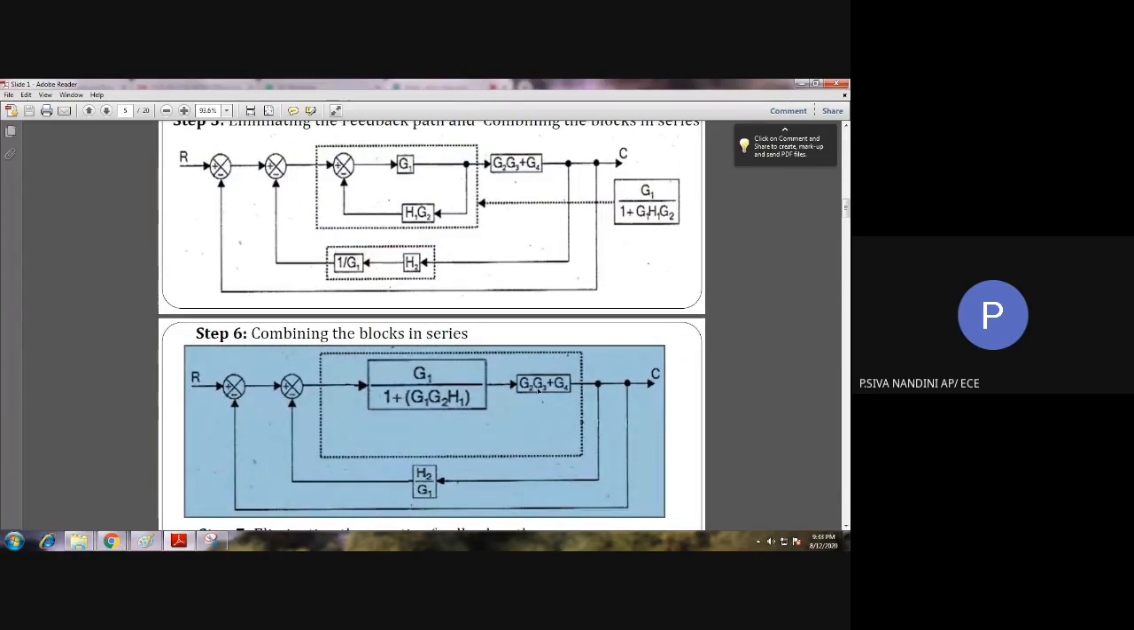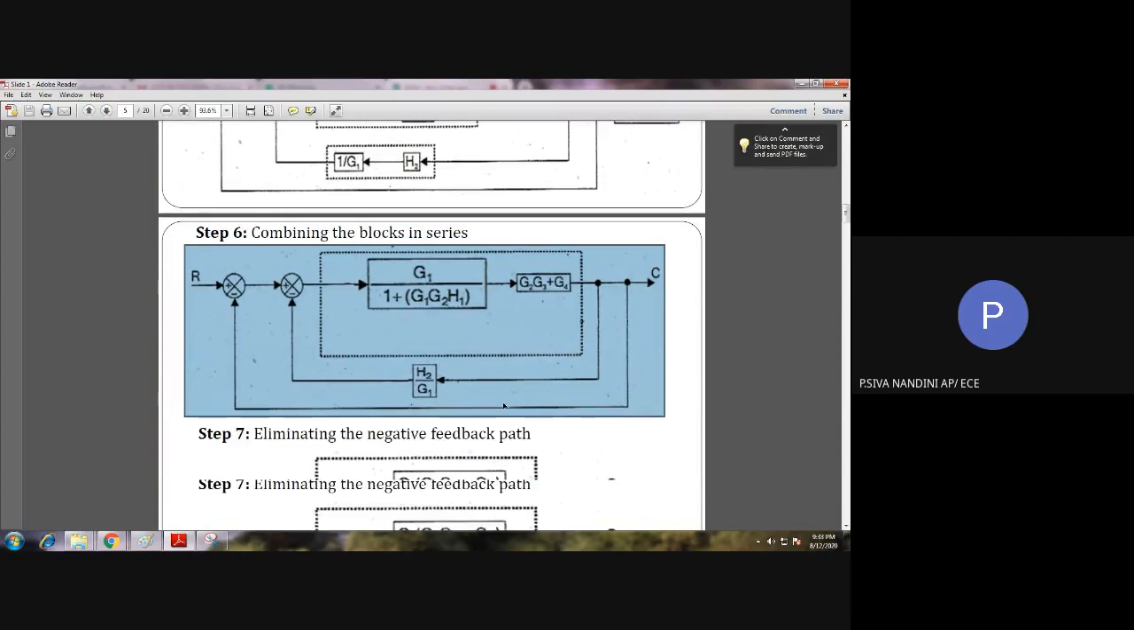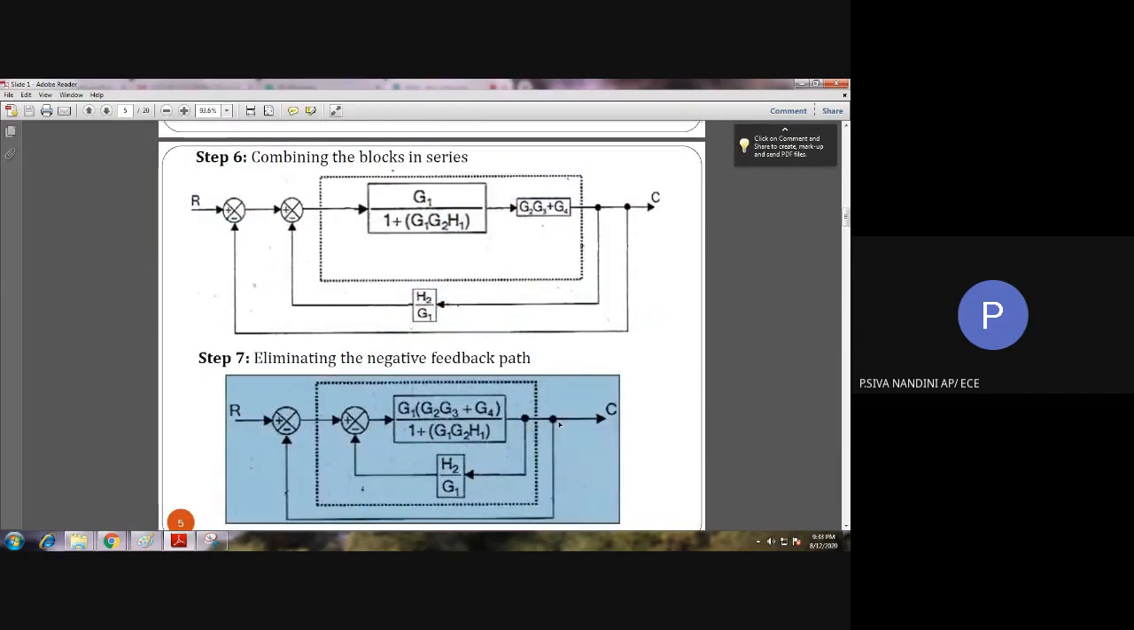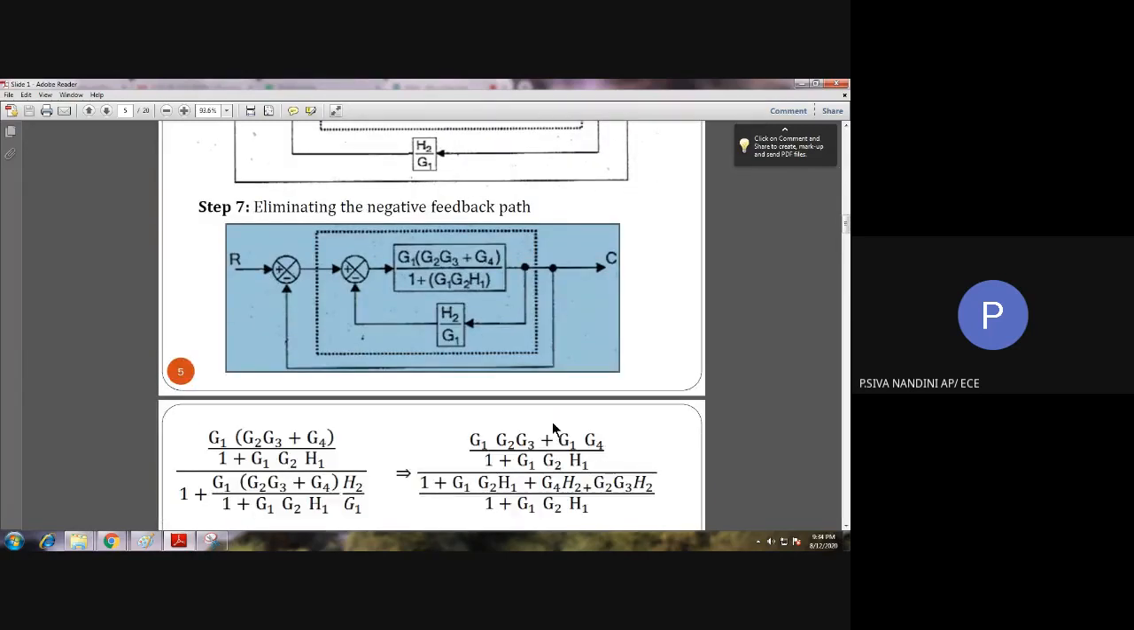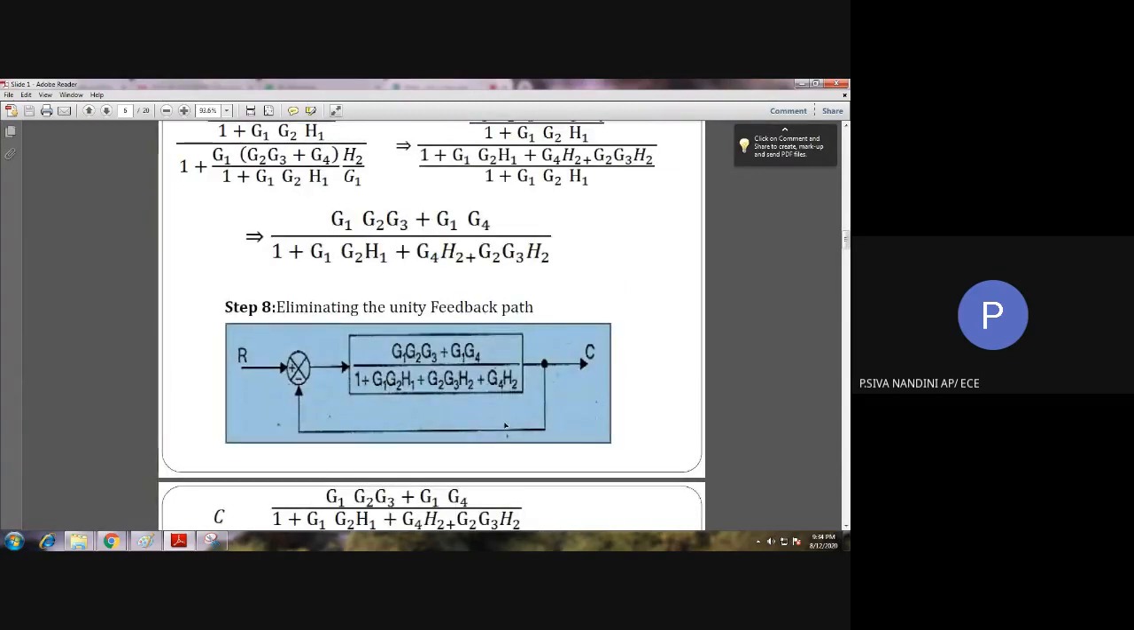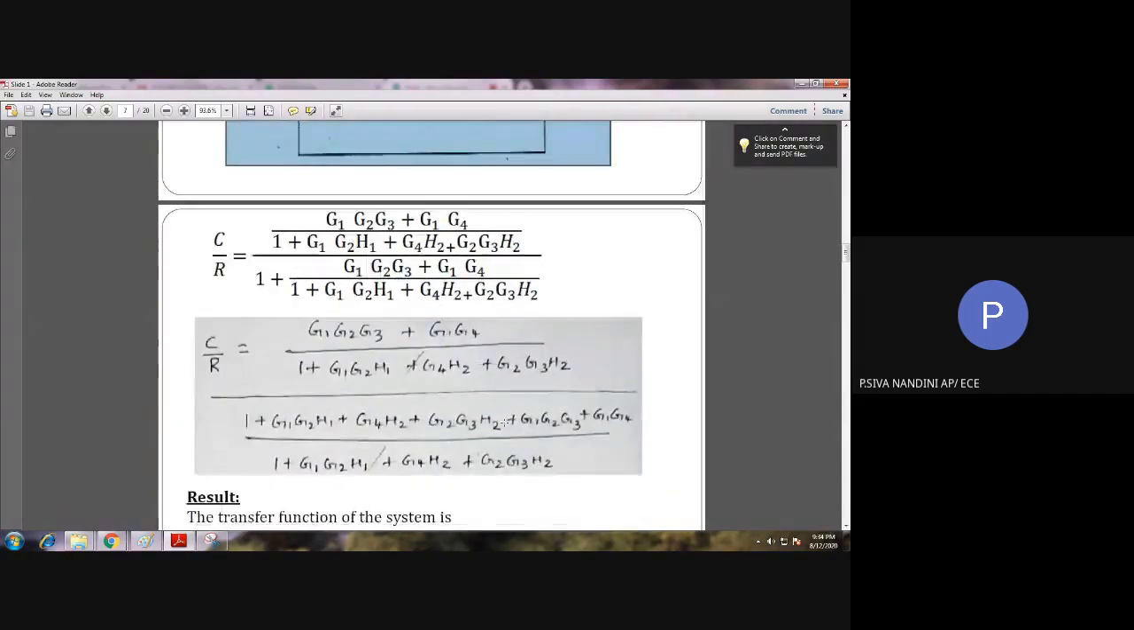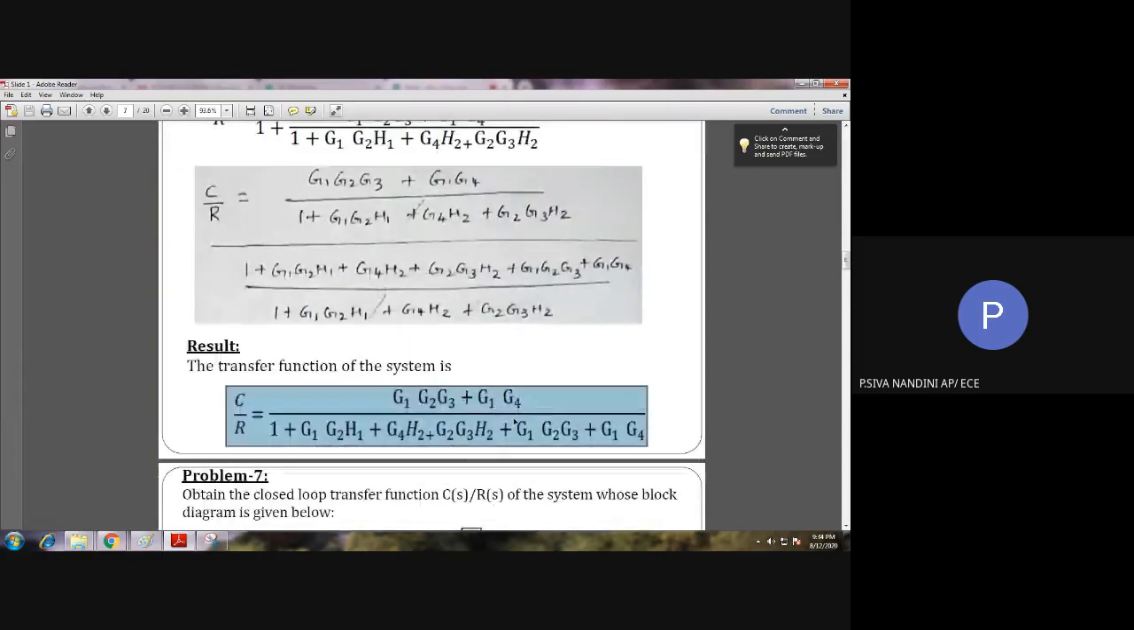And here we are having another series blocks. We are just multiplying those series blocks and we are obtaining this block diagram. Here we are having a negative feedback loop again. So simplifying it, we will be obtaining this block diagram. So in step number 8, we are having a unity feedback loop. So solving this unity feedback loop, we shall obtain the transfer function.